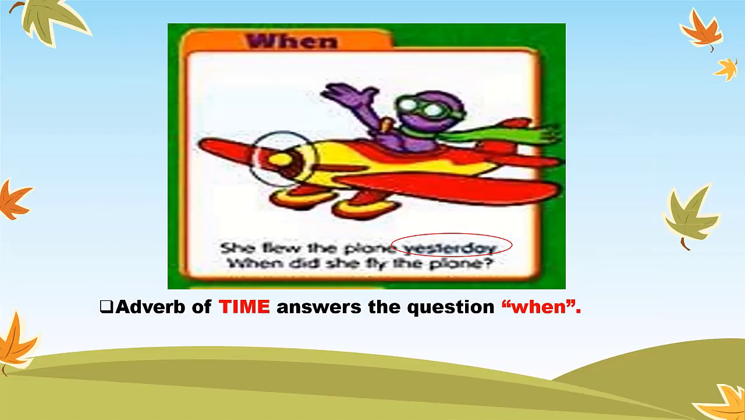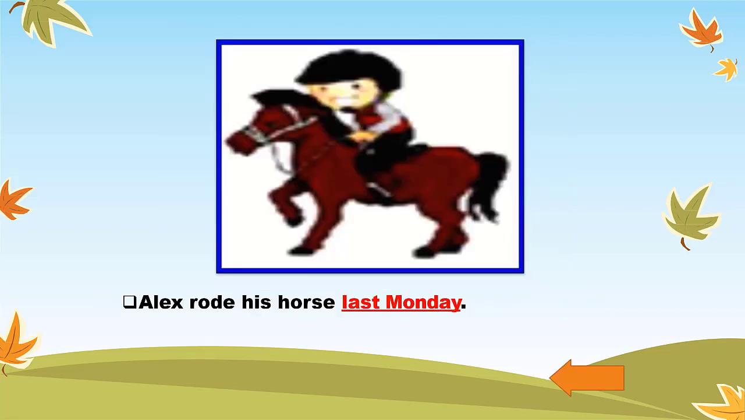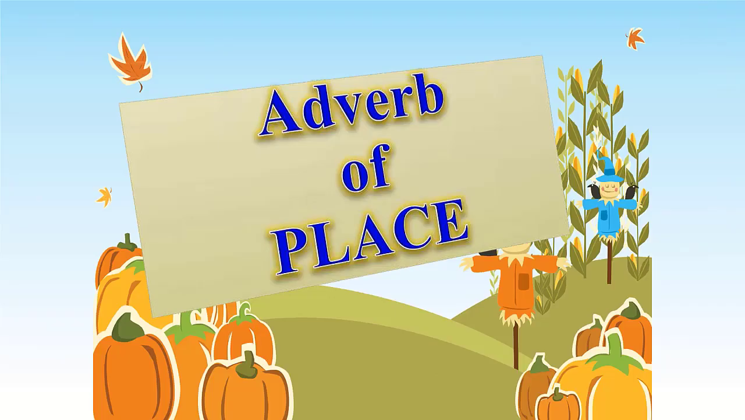Then adverbs of time. She flew the plane yesterday. When did she fly the plane? Yesterday. Yesterday is an adverb of time because it answers the question when. So when did you study? Last week. Last week here is an adverbial because it answers the question when. So Alex rode his horse last Monday. Last Monday here is an adverbial because it answers the question when, and it adds information to the meaning of the verb. Adds meaning to the verb.